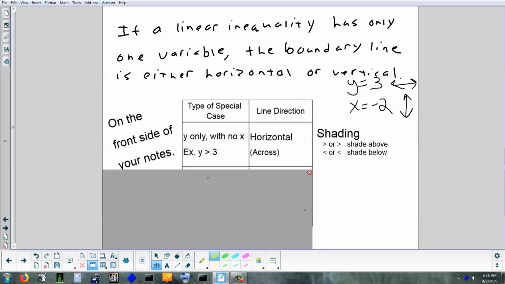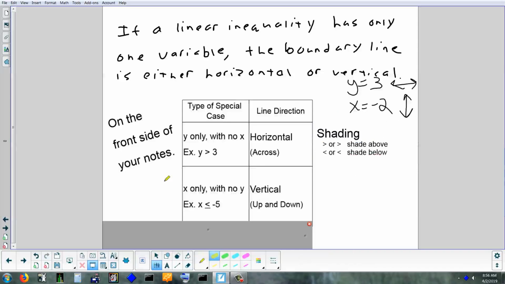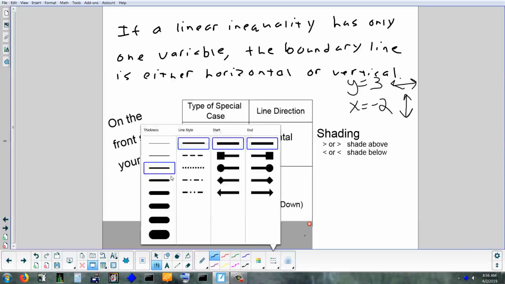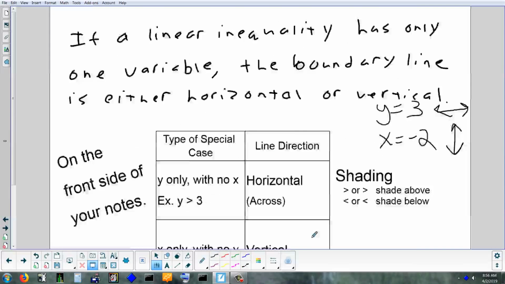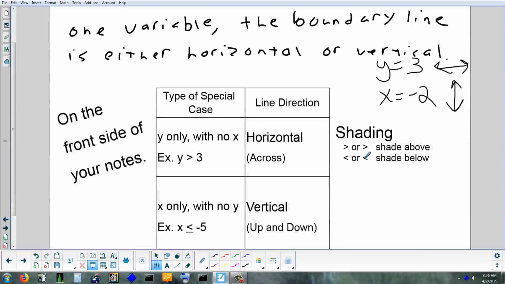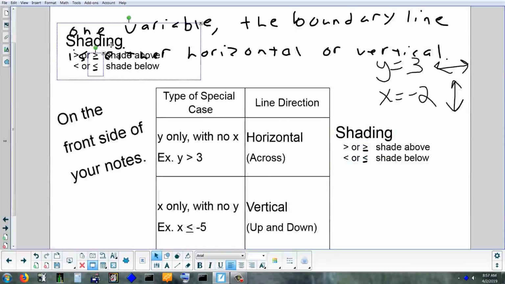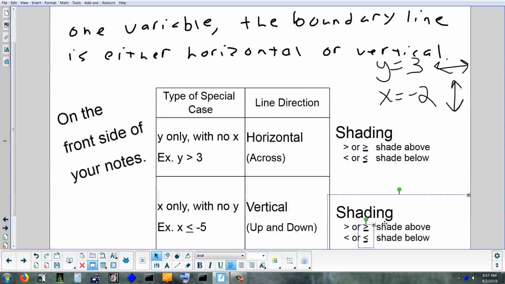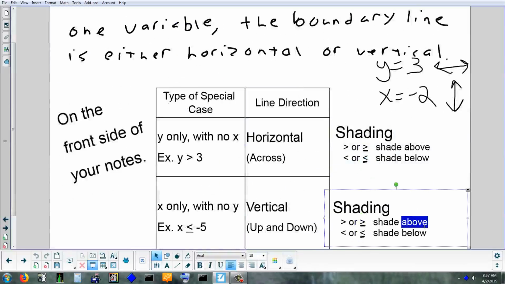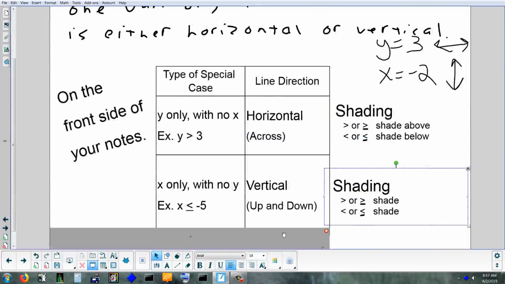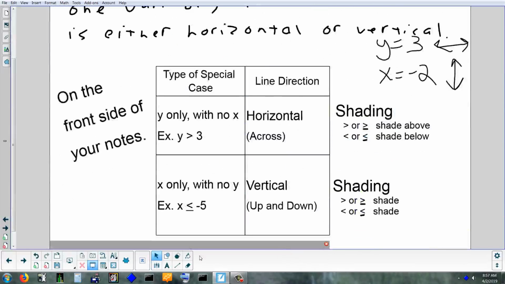Now, if we look at X only, meaning no Y. In this one we had X is less than or equal to -5. Alright? Your line is going to be vertical. So I'm going to find -5 on the X-axis and put a dot, and then draw my line going up and down.